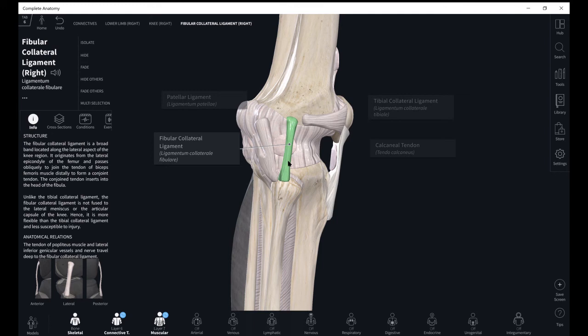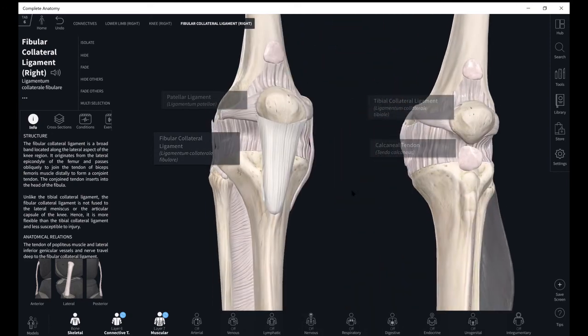Unlike the tibial or the medial collateral ligament, the fibular collateral ligament is not fused to the lateral meniscus or the articular capsule of the knee. Hence, it is more flexible than the tibial collateral ligament and less susceptible to injury.